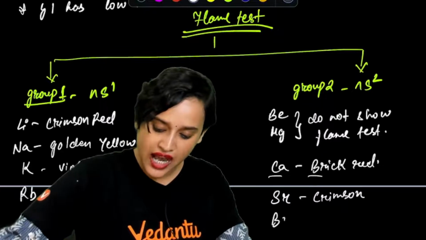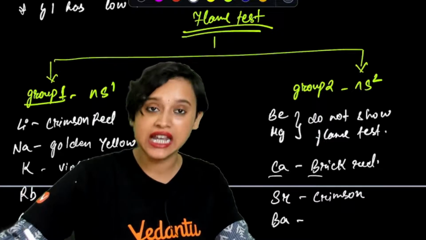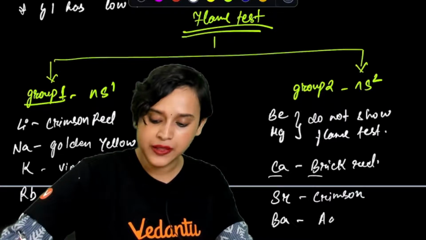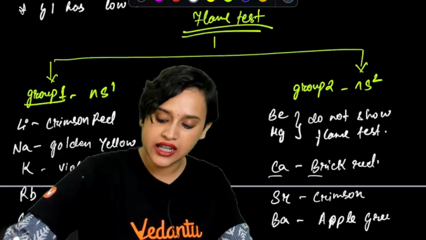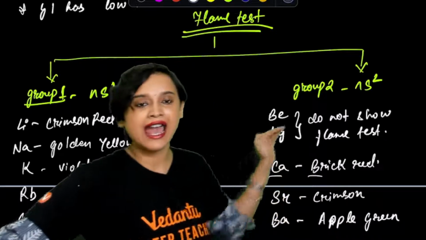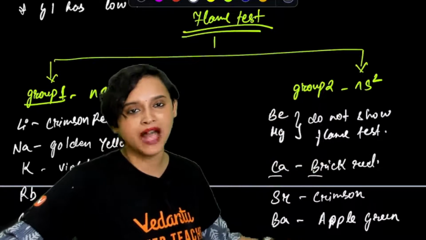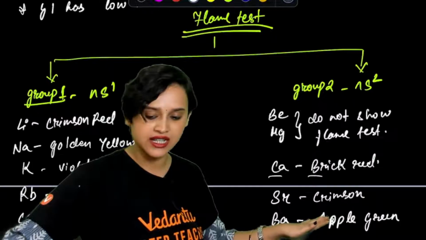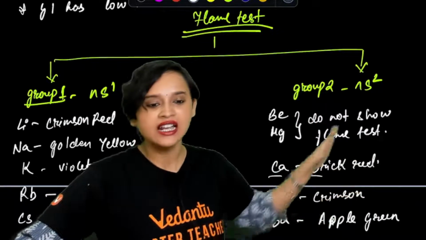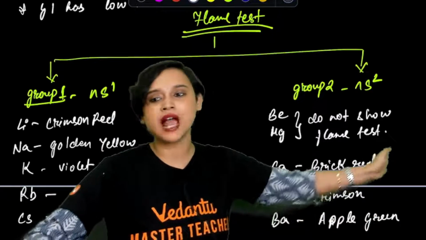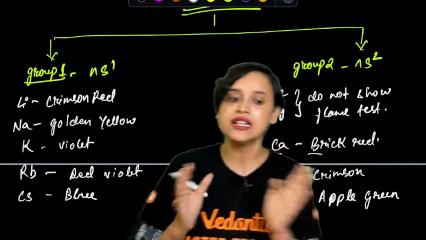And then you have Ba, bag. You can remember Ba. So barium, apple green. Barium, apple green. So what do we know? We know that cab, scooter, car, bag. Can you remember this? Calcium, brick red, strontium, crimson and bag, that is barium, apple green. Is this clear, everybody? This is your flame test.